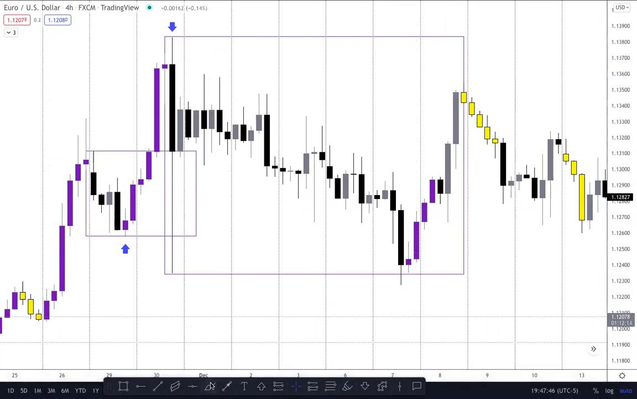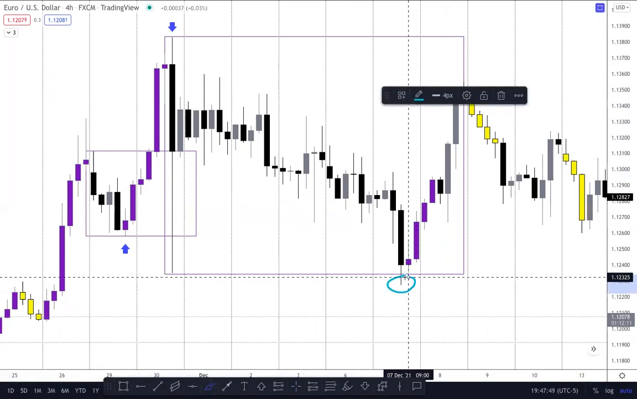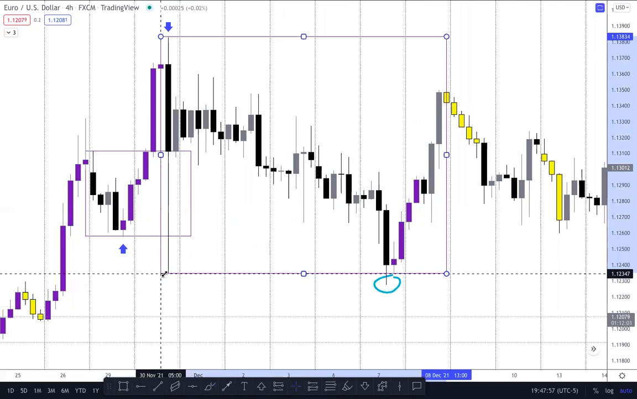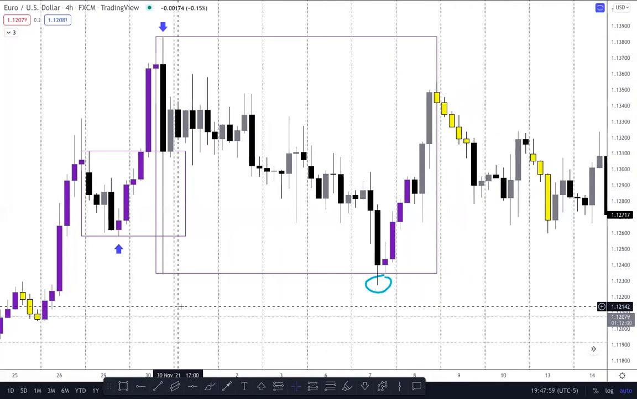I want people to understand POIs can be very subjective in SMC. I wanted to create a system that was objective, right? Where there is no guesswork involved. You simply know where the manipulation is going to occur.